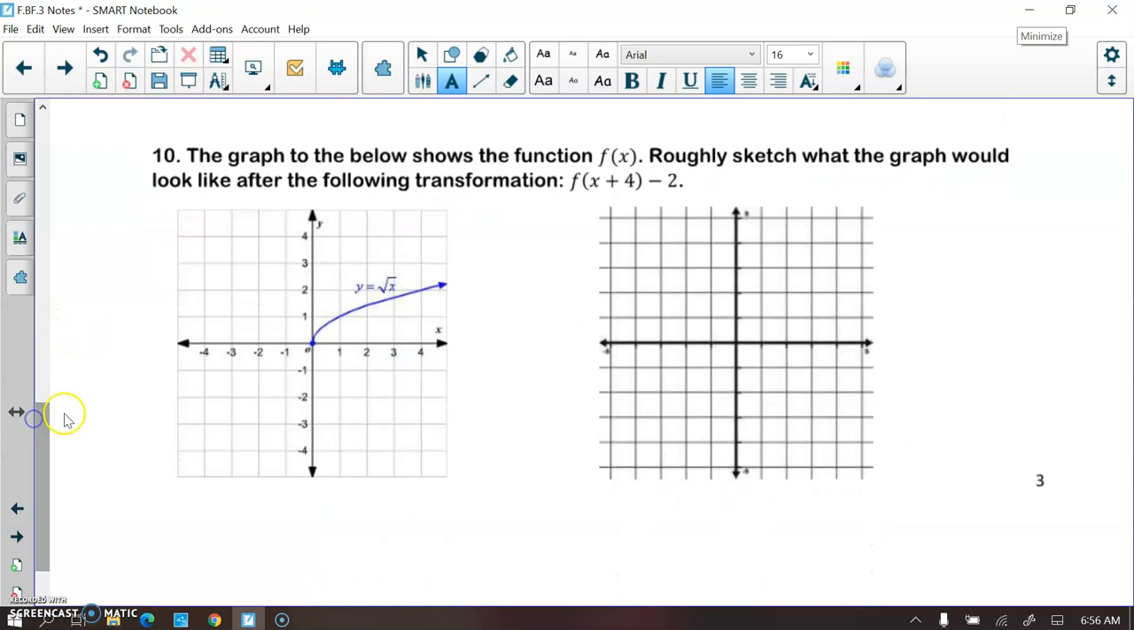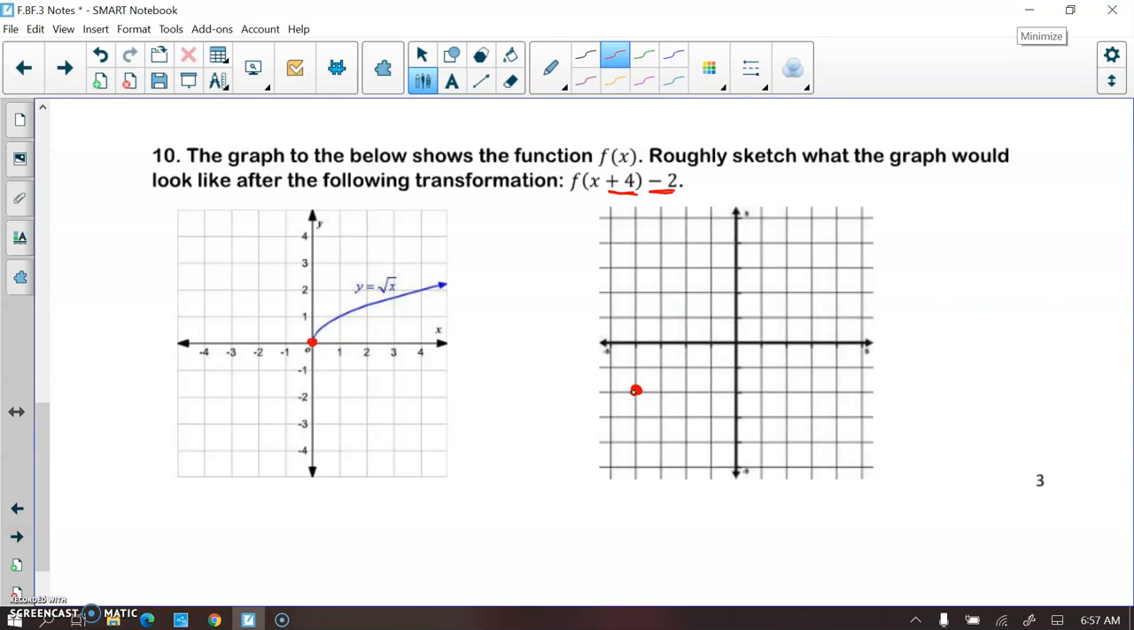All right, and then number 10, we are going to roughly sketch the graph after the translation. So what this means is that each one of our points is going to translate. Since there's a +4 on the inside, that means it's 4 to the left. And since there's a -2 on the outside, that means it's 2 down. So we're going to first take this point (0, 0) on my graph. And on my new graph, I'm going to translate that point 4 units to the left and 2 units down. So now it's right here.